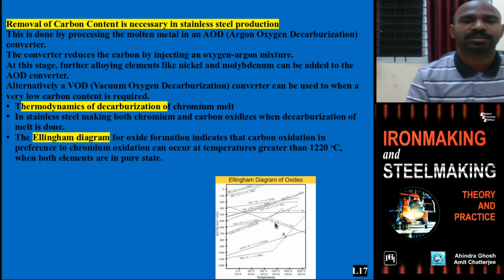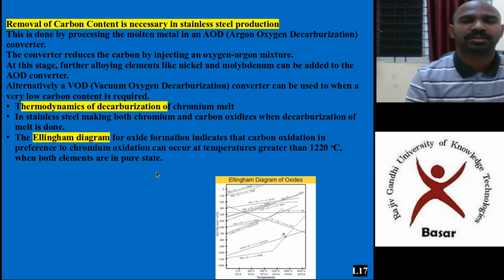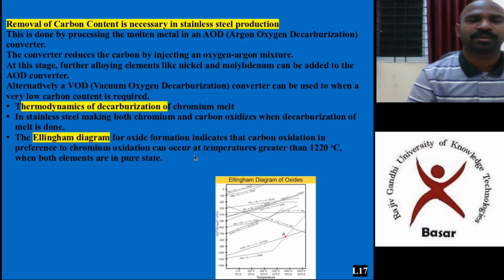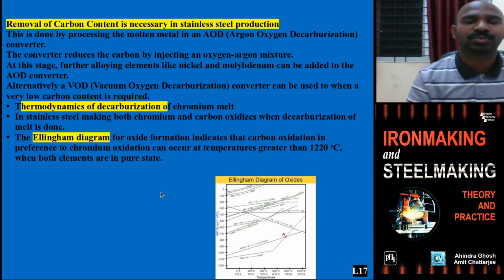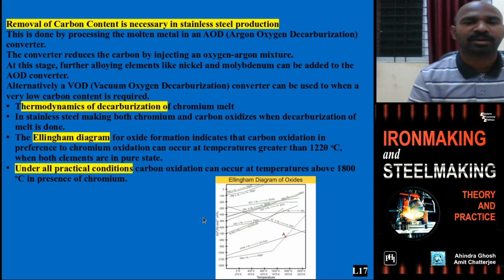Since chromium and carbon are in pure state, even at a temperature of 1220 degrees Celsius both chromium and carbon oxidize, which is a beneficiation for the stainless steel production process. That is why this particular point has importance in the stainless steel production process.